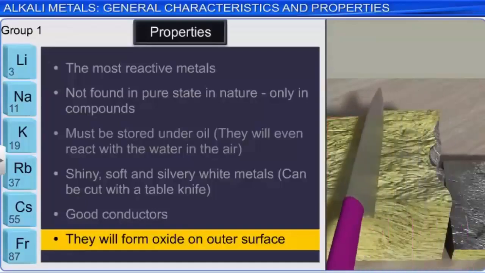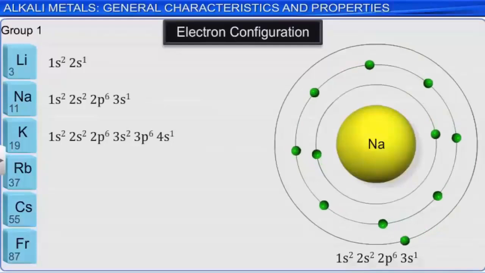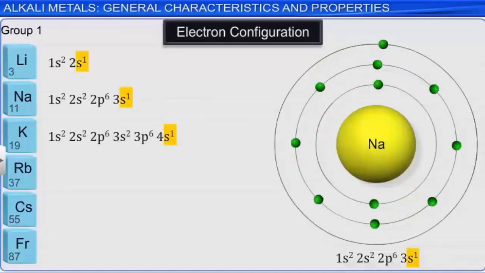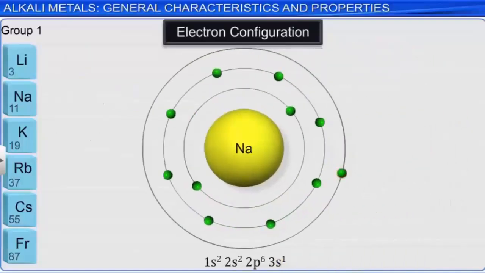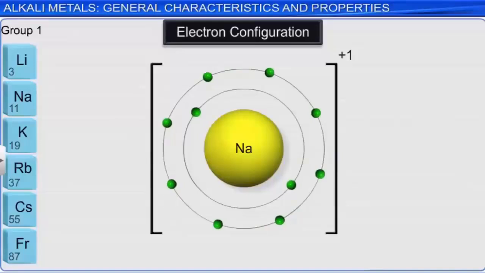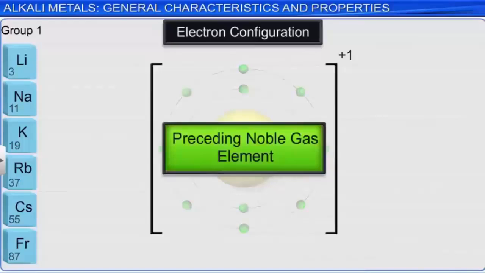Recall that the alkali metals all have electron configurations ending as s1. The single valence electron for each of these elements is relatively loosely attracted to the nucleus. If this sole valence electron is lost, then the resulting ion is isoelectronic with the preceding noble gas element, that is, having the same number of electrons as the preceding noble gas. Thus, the typical ion formed by an alkali metal is a cation with a charge of +1.